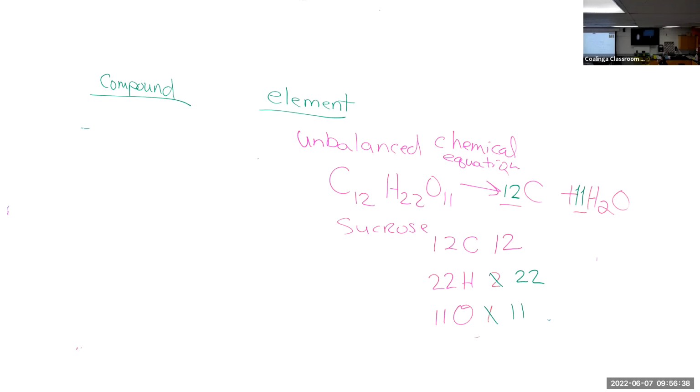So totally cooked to a pulp, right? I can't get it back, right? Can I make sugar from my burnt ash? I can't, right? So I can't get it back. So that's an example of a chemical change.